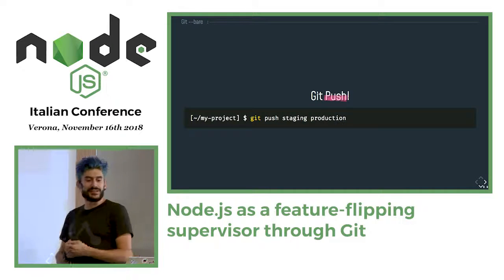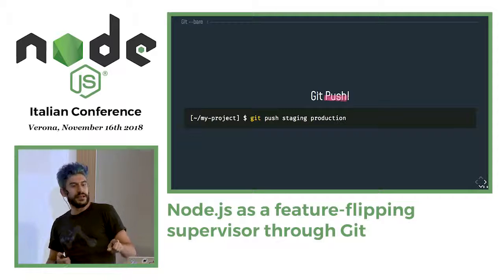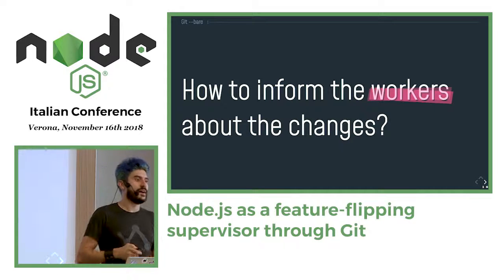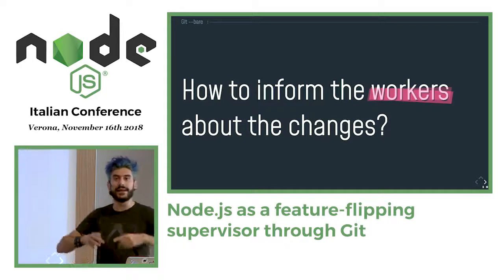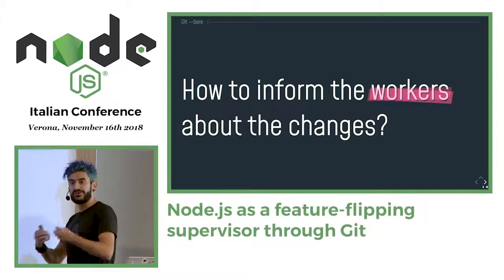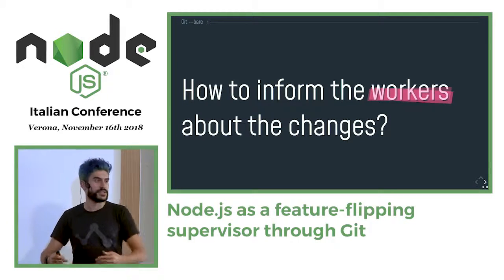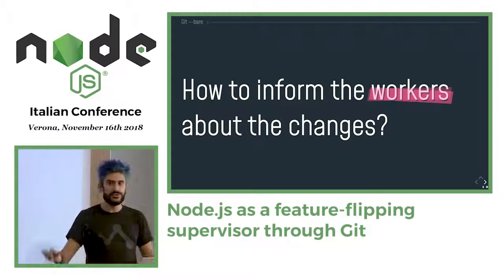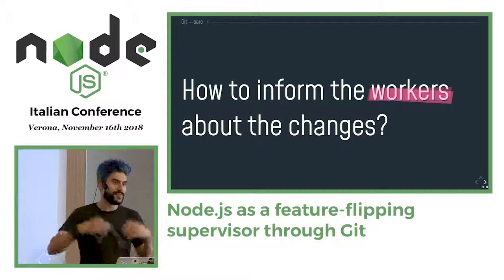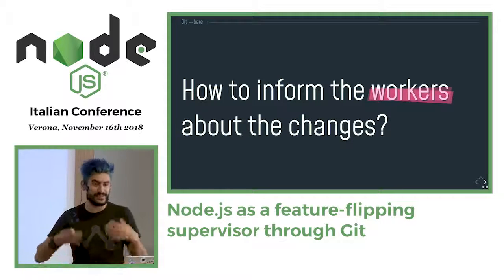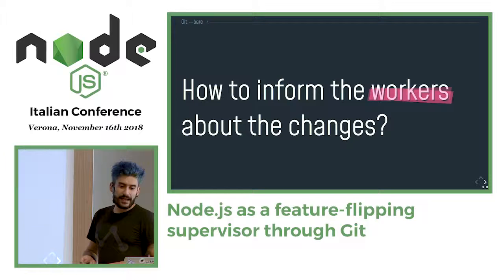But I need to inform my workers about the changes. So, how to do that? How to inform my various workers, so my application, that I have just pushed some modification of the code and that the application has to restart, do some various stuff, reload the feature flipping store or ACL store, etc.